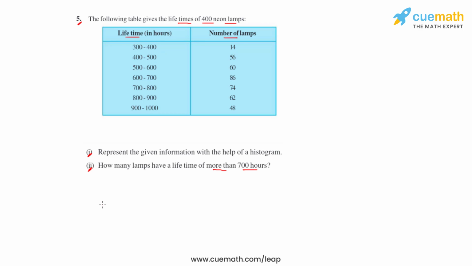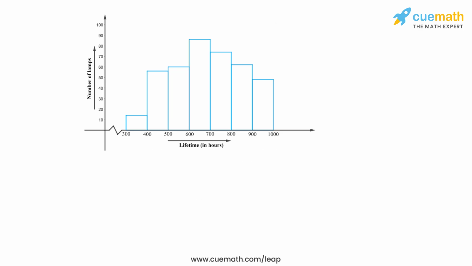So we will begin with the representation of the given information, which is with the help of a histogram. So the histogram looks like this. In this graph we have taken the lifetime in hours on the x-axis and the number of lamps on the y-axis. We have chosen a scale of 1 unit to be equal to 10 lamps for the y-axis. And on the x-axis we have maintained equal widths for each of the bars, and their length is with respect to the frequency associated with each class interval.